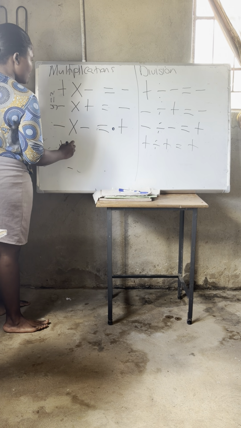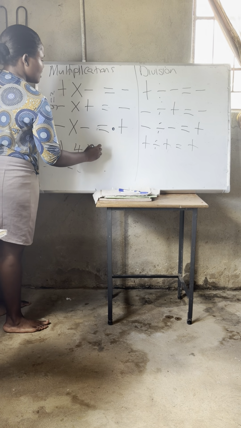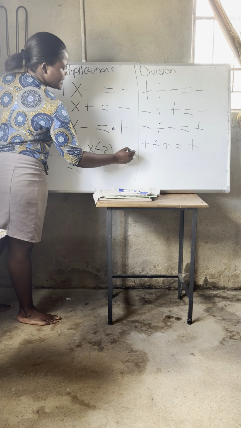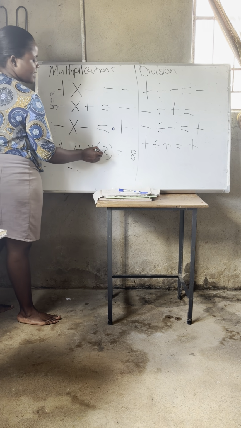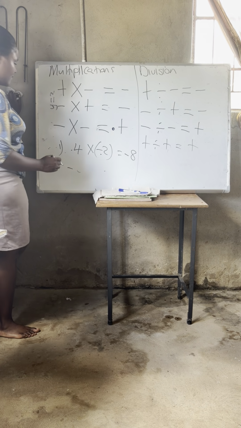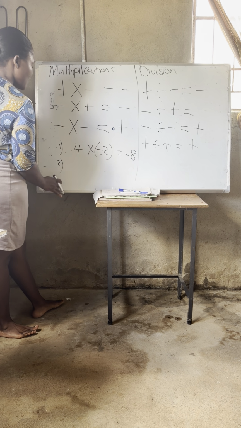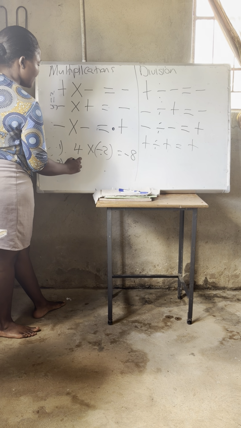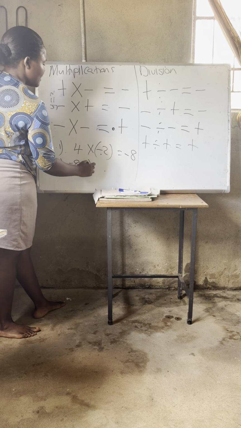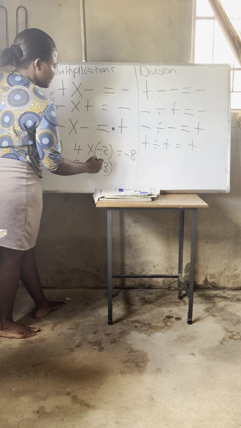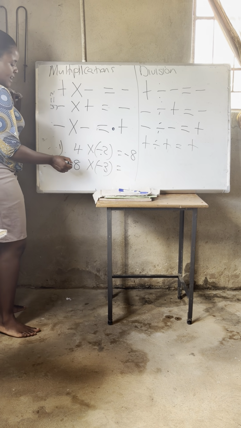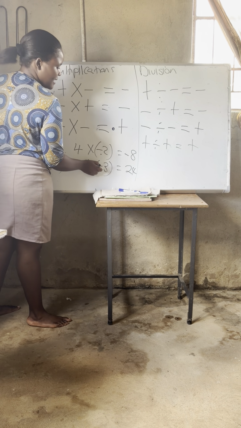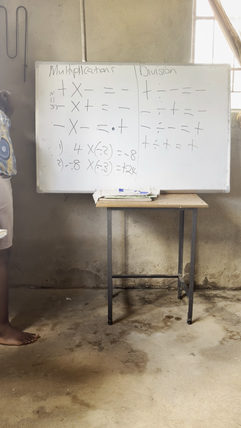Example number 1, if you are given 4 times negative 2, you multiply 4 times 2, you get 8. A positive times a negative, the answer is negative. Number 2, let's say you are given negative 8 times negative 3. 8 times 3 is 24. A negative number times a negative number, we get a positive, right?